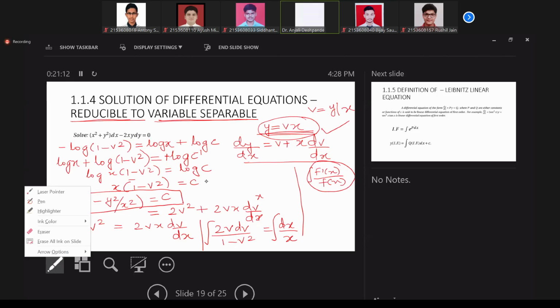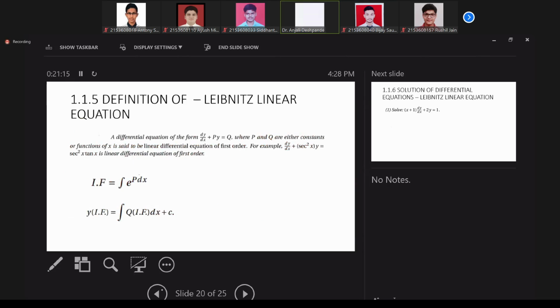Okay, so we have seen reducible to variable separable and variable separable itself. Now what we are going to do is see a new type, which is called the Leibniz linear equation. So just write down the heading in your notebook: Leibniz linear equation. Okay, so now what is the Leibniz linear equation? It is of this form. Just see here: dy by dx plus py is equal to q. Now, a very, very important thing over here. You can notice, what is the order and degree of this equation? Quickly tell me.